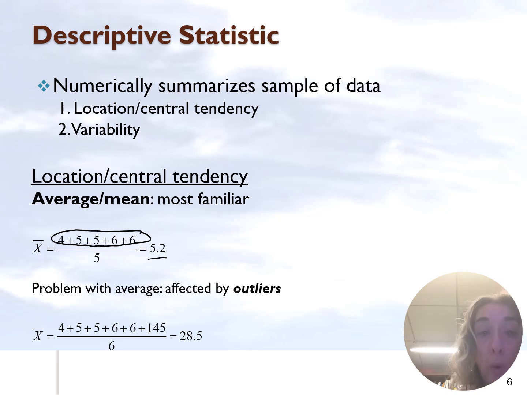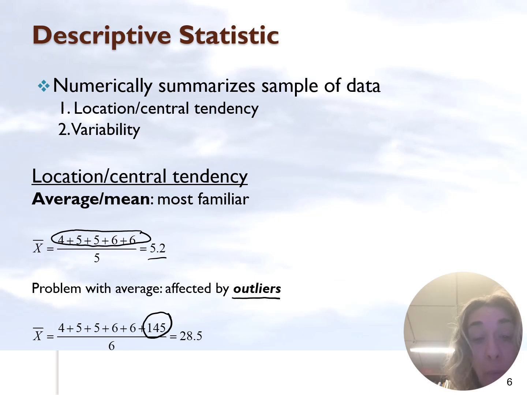Now, a problem with the average and the mean is that it is affected by outliers. What are outliers? They are simply unusual observations relative to the rest of your data. So in this original set of 5 numbers, 145, for example, would be an outlier. It's a lot farther from the other numbers.